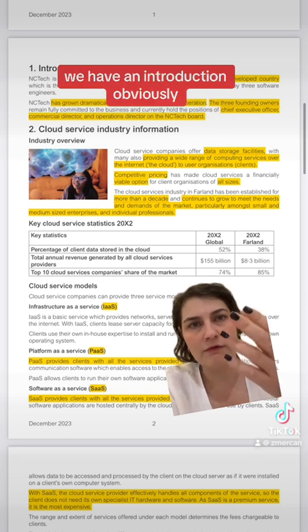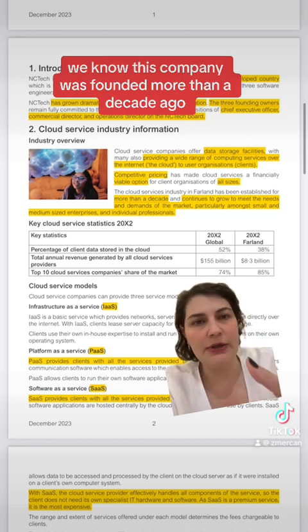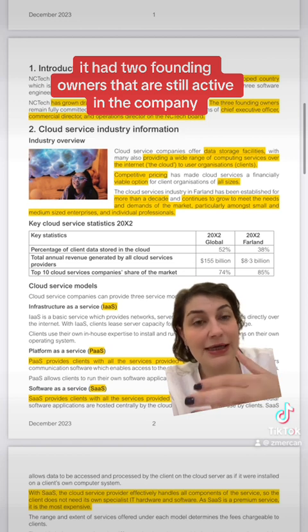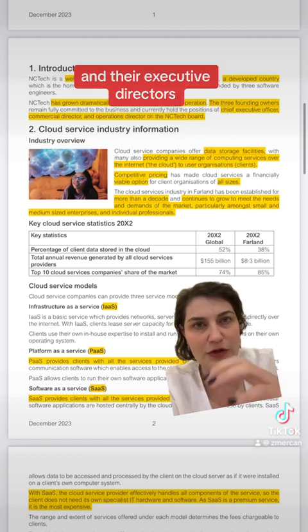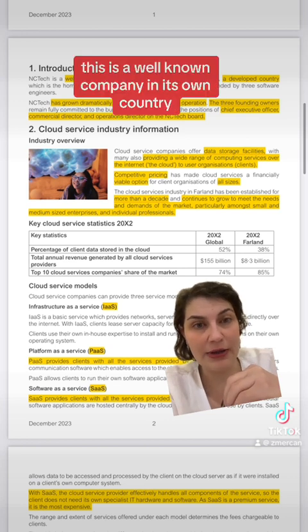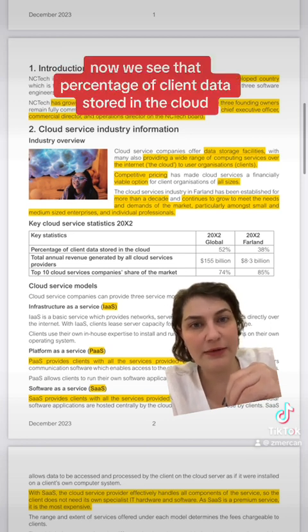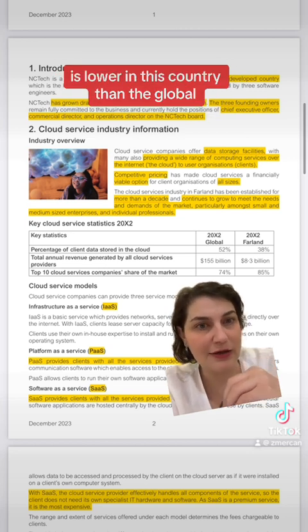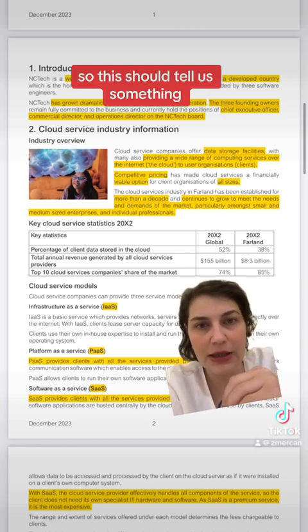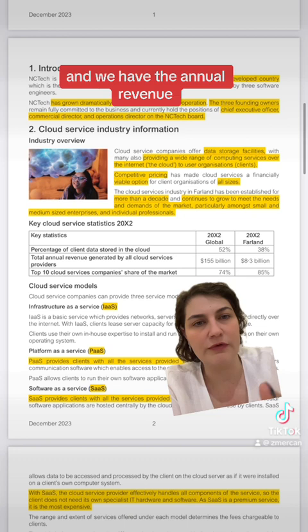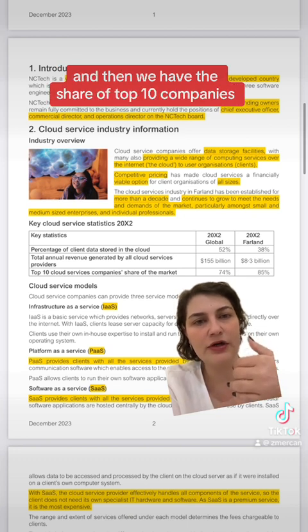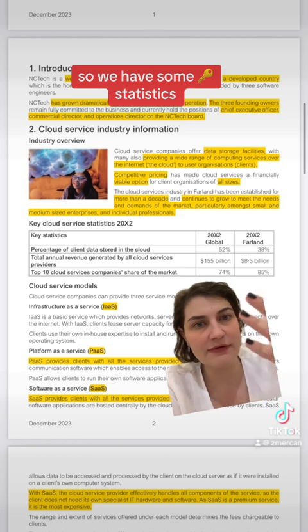We have an introduction, obviously. We know this company was founded more than a decade ago. It had 3 founding owners that are still active in the company, and they are executive directors. This is a well-known company in its own country. And then we have some service statistics. Now, we see that the percentage of client data stored in the cloud is lower in this country than the global figure. So this should tell us something. And we have the annual revenue, and then we have the share of top 10 companies. So we have some key statistics.